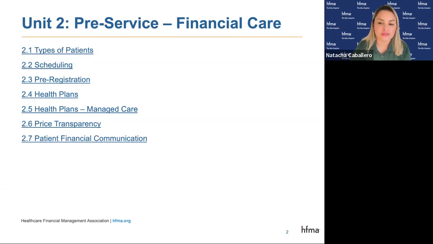For today's session, we're going to be focusing, as I mentioned previously, on these pre-service functions, and these are critical functions to get right from the get-go. So anything that happens or that doesn't happen in these sections of the cycle usually affects the revenue cycle process downstream.